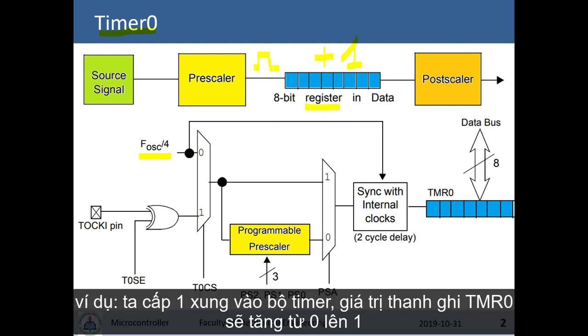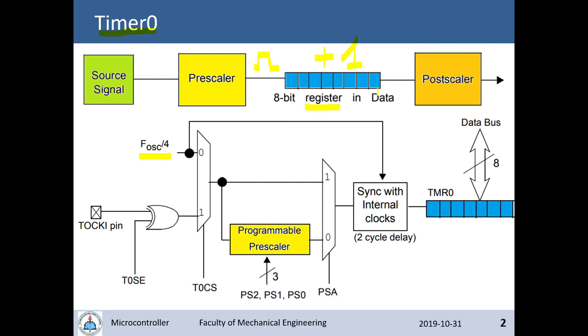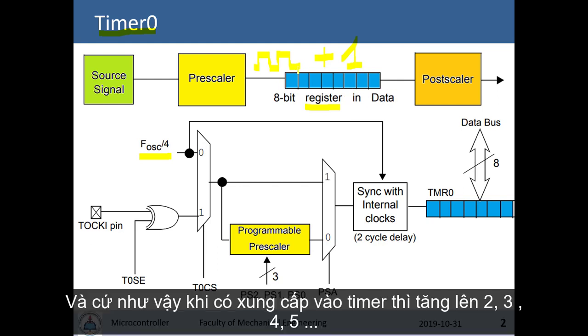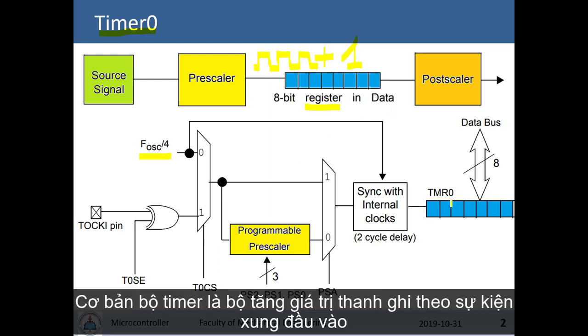For example, we create one pulse and supply it to the RAM timer. It will increase from 0 to 1. Then we create one more pulse, and the timer or counter will increase one more time from 1 to 2, and then one more pulse will make it 3, and then 4 and 5, and so on. So that is basically the machine that increases the value of a RAM register.